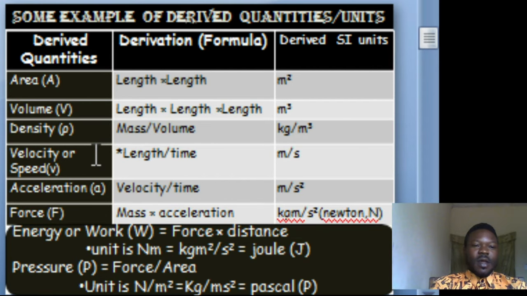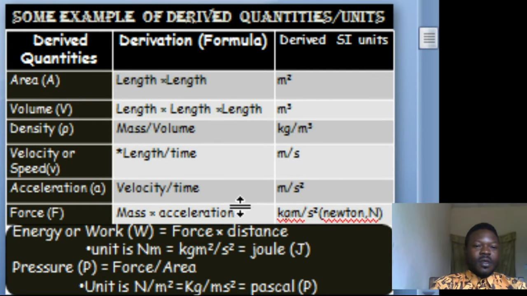Now, the same thing is applicable to velocity, length over time. Velocity is either distance or displacement over time, which are both length. Length is in meter, time is in seconds. That's why we have the unit of velocity or speed to be meter per second. Acceleration is velocity over time. Velocity is a derived quantity and time is a fundamental quantity. You can see the unit of velocity is meter per second and the unit of time is seconds. If you do that, you have meter per second squared.